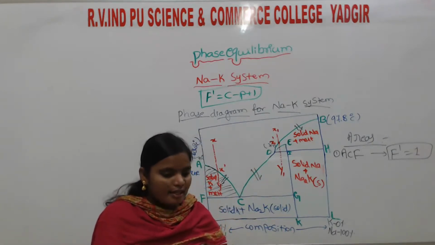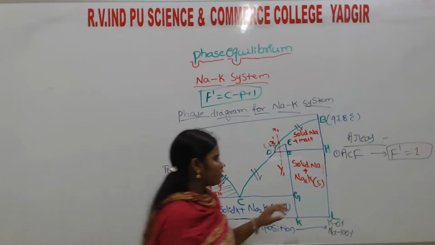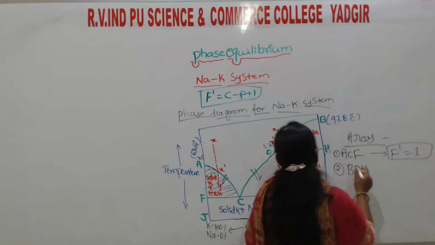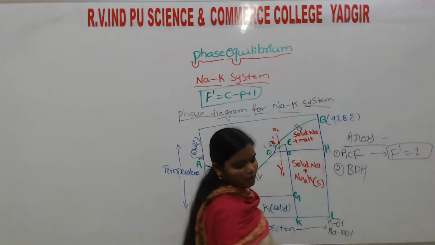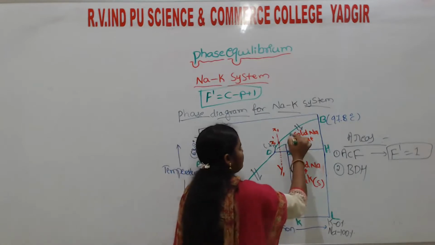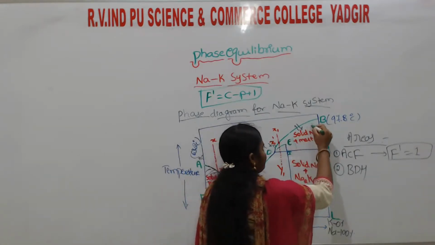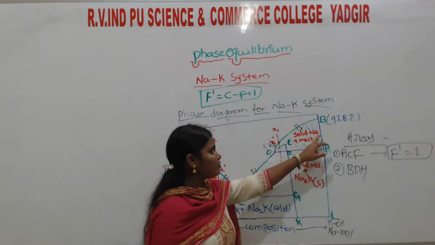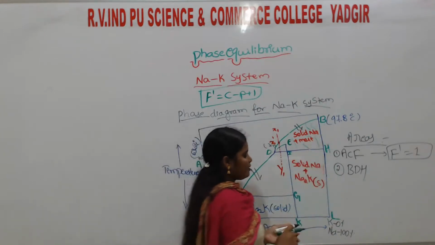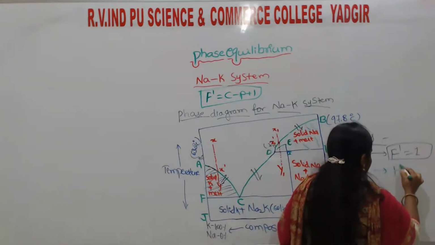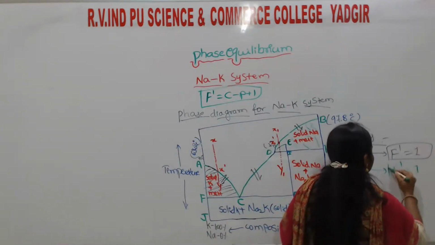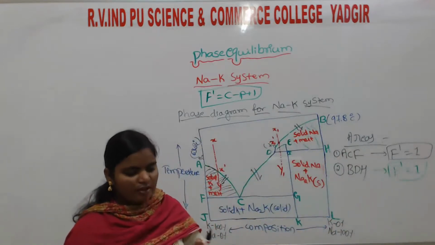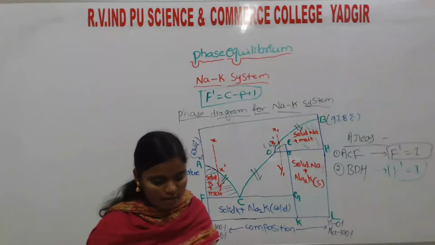Next, second area, BDH. Here also two phases are present. One is solid sodium, another is melt, and here also this is univariant, or monovariant, in nature.